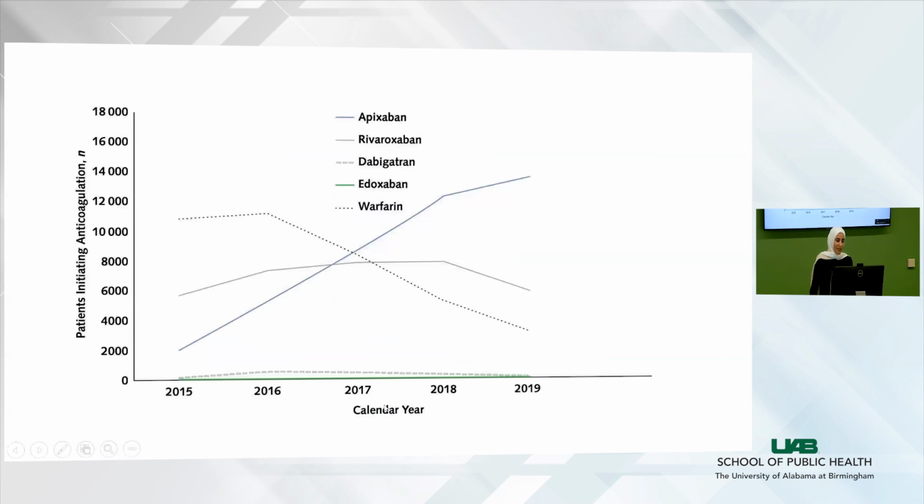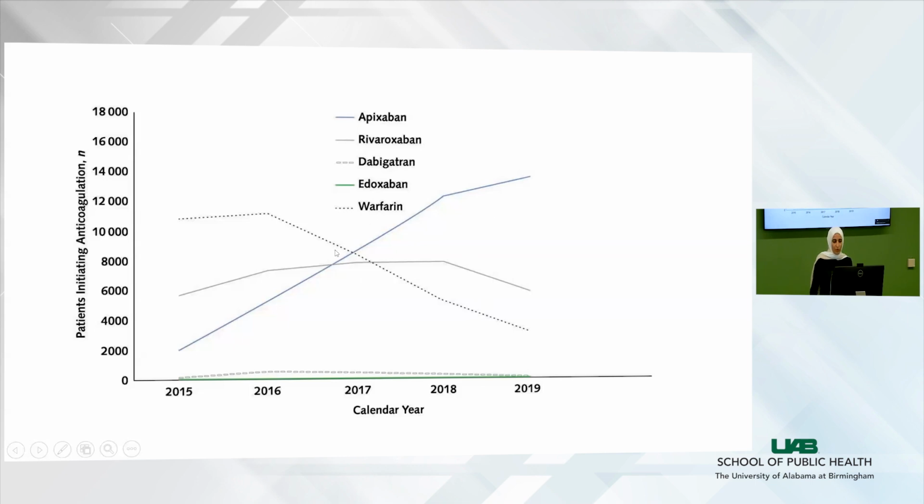So this figure, we created based on the data we have, and we have here the calendar year. So we looked at data from 2015 to 2019. And we can see here on the y-axis, we have patients initiating anticoagulation. We have apixaban, the blue line here. The gray line is rivaroxaban, and we have warfarin here. So our conclusion from this figure is actually consistent with other studies in other patient populations. We can see that apixaban and rivaroxaban are still the most commonly used anticoagulants within the VTE population.